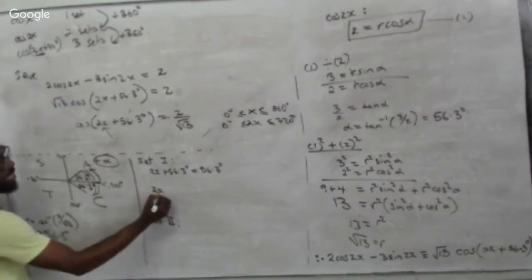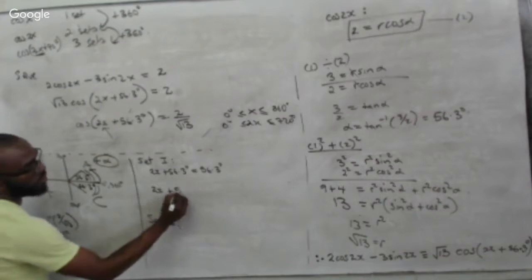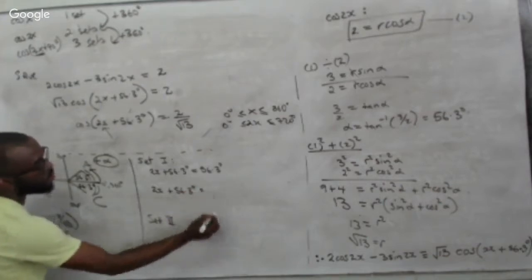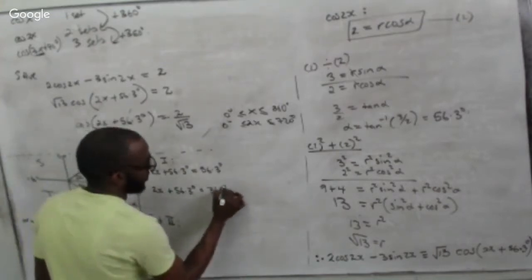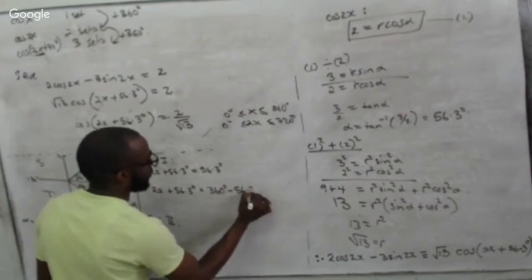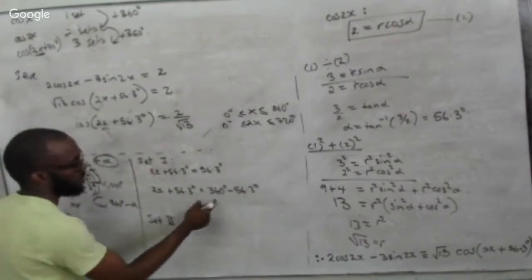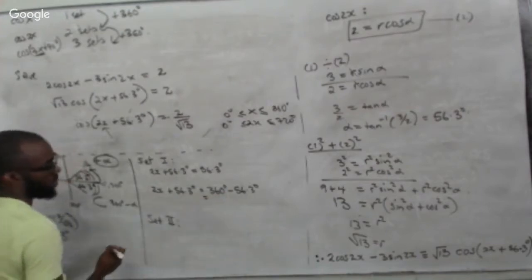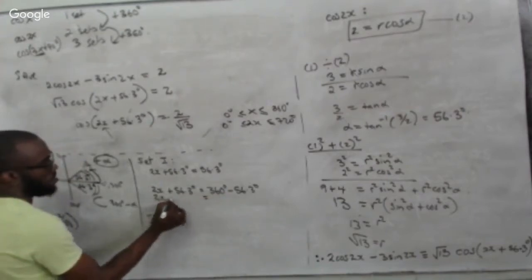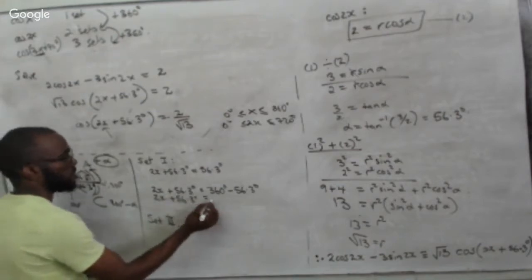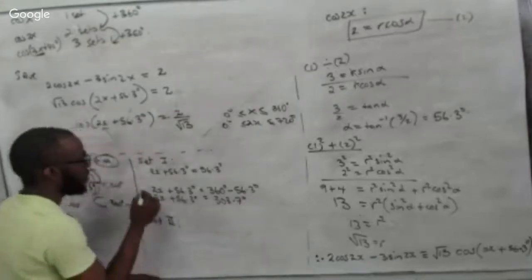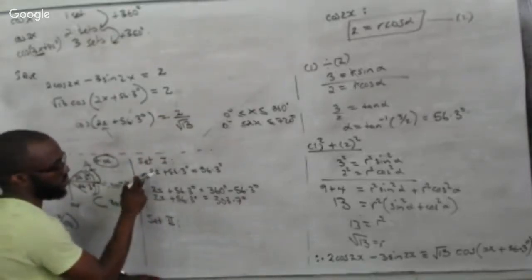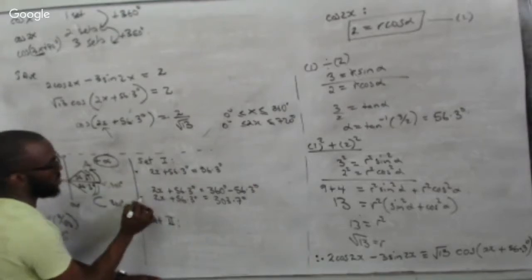Or twice x plus 56.3 degrees equal to 360 degrees minus alpha, minus 56.3 degrees, because that's what alpha is. What did I get here, guys? These two are set 1.